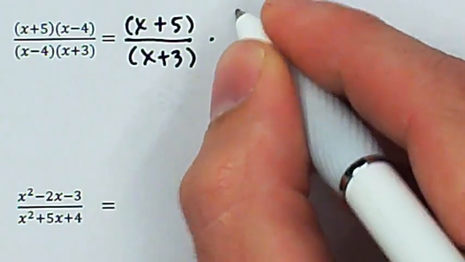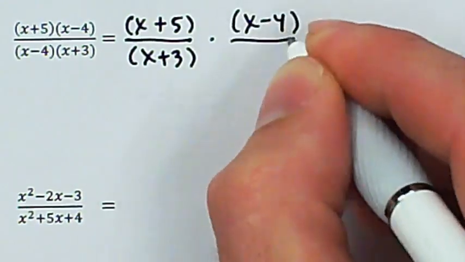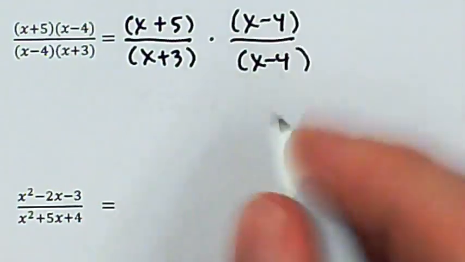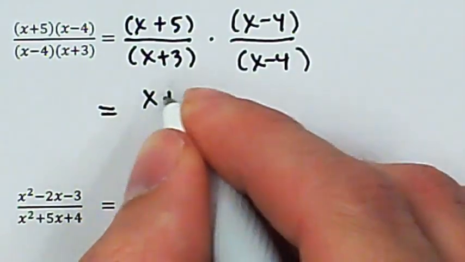Okay, so first, the common factors here, and so I can rearrange them so that I'm multiplying by x minus 4 over x minus 4. And then I can say, I'm actually multiplying by 1, so this is equal to x plus 5 over x plus 3.